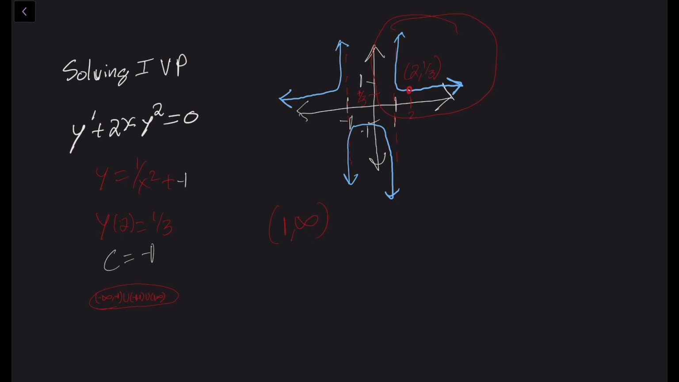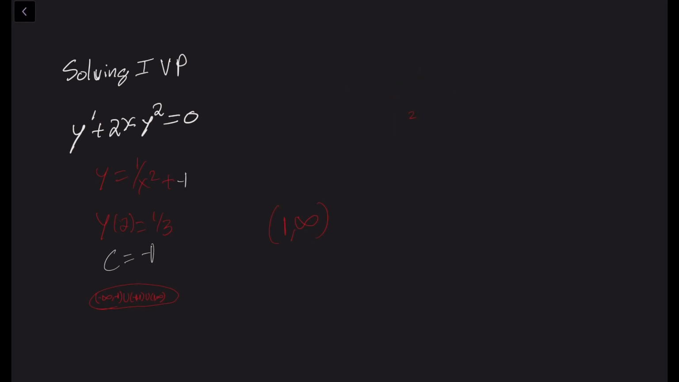And so now what we have found in this is that the value of c is -1, that our domain for x is going to be -infinity, -1, union -1, 1, union 1, infinity. And our largest interval for which the IVP is defined is going to be 1 to infinity.